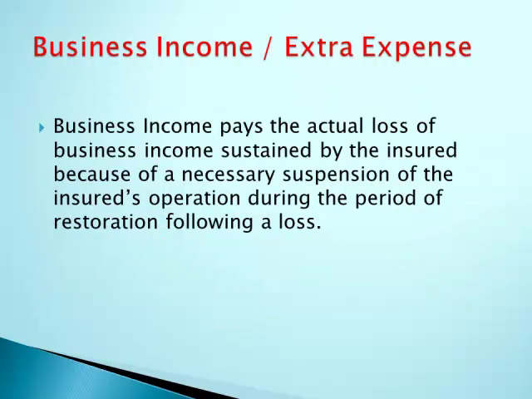Business income and extra expense. Business income pays for the actual loss of business sustained by the insured because of a necessary suspension of the insured's operation during the period of restoration following a loss. If you're a custom grower, it'd basically be your loss of rents. So the amount of time that you're down, say you're down for 6 months while you're rebuilding from a fire, we'd pay your loss of rents during that time.